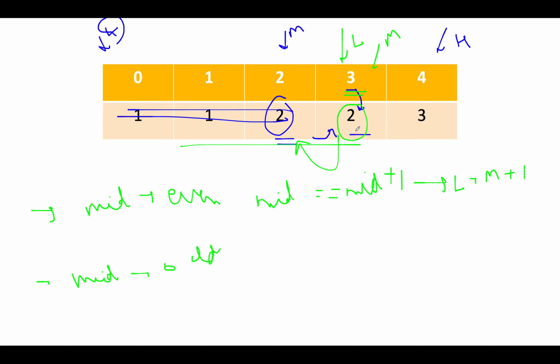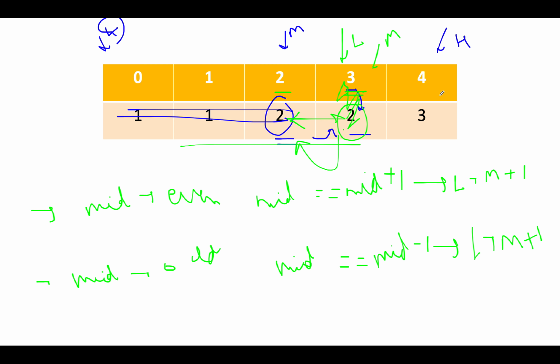So what do we observe? We observe that the second element is also 2 with respect to the third element. These two are equal and we can simply discard this entry as well. So to conclude, in case my mid happens to be odd, I compare mid with the mid minus 1 element prior to it, and in case it happens to be equal, I can simply update my low to mid plus 1.